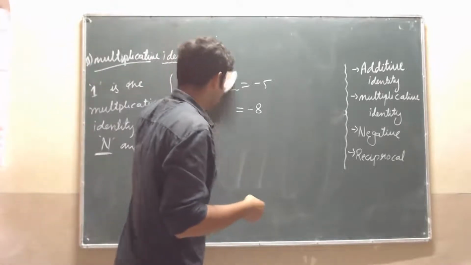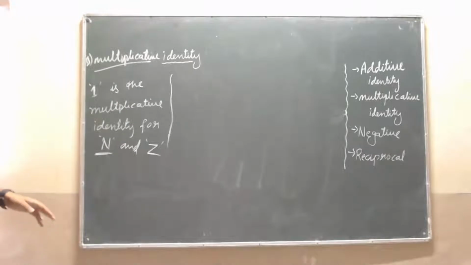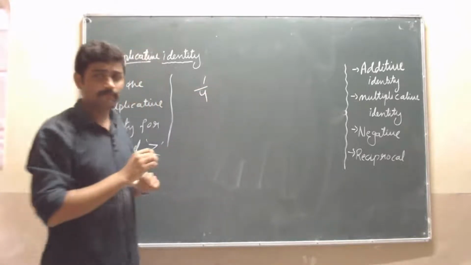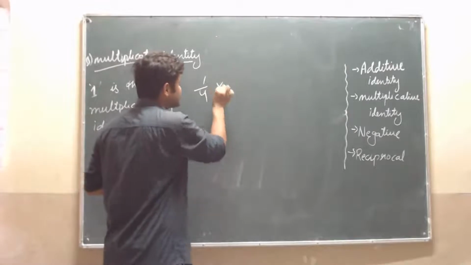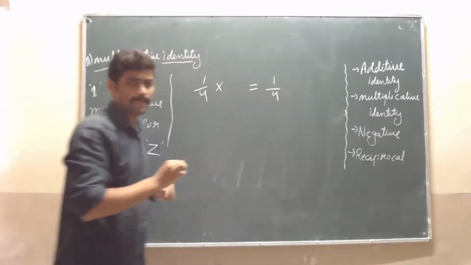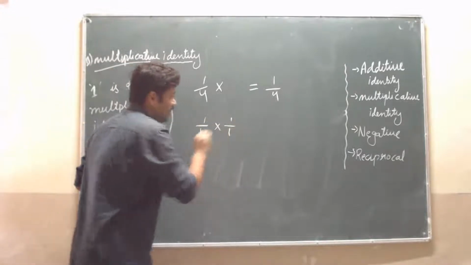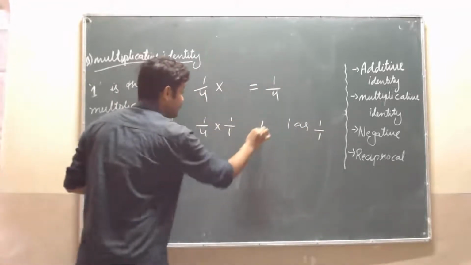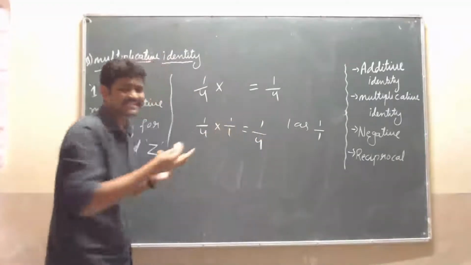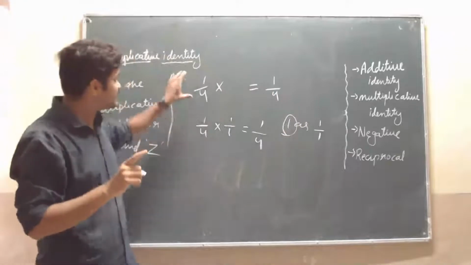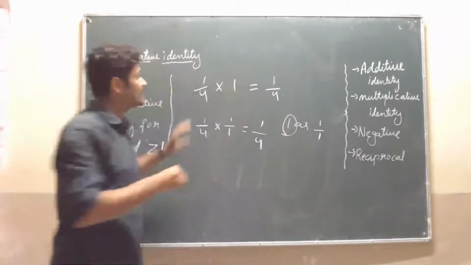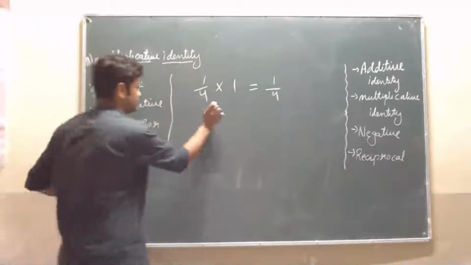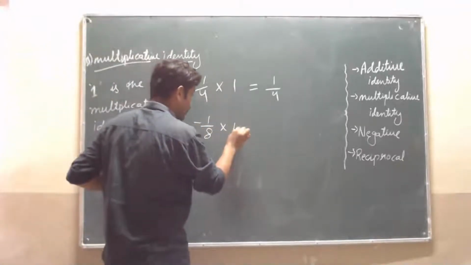Then check with rational numbers. Take one example, 1 by 4. Which number is multiplied to 1 by 4 to get 1 by 4? So simple, 1 by 4 into, I will write 1 as 1 by 1. 1 ones are 1 and 4 ones are 4, so 1 by 4 multiplied with 1 gives 1 by 4, same answer, isn't it?